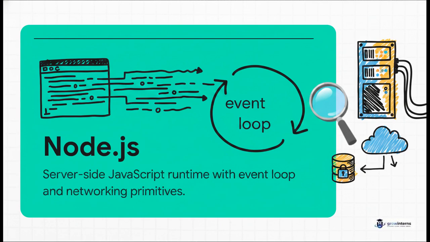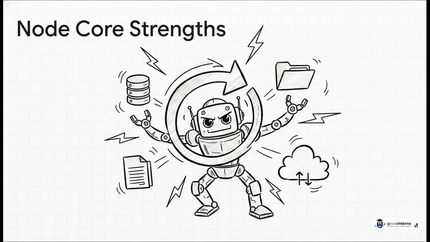Think of the event loop kind of like a highly efficient restaurant waiter. Instead of waiting at one single table for food to cook, they take an order, pass it to the kitchen, and immediately go serve 5 other tables while that first meal is cooking. Because of that single-threaded event loop, Node is incredibly efficient for I/O-bound operations.